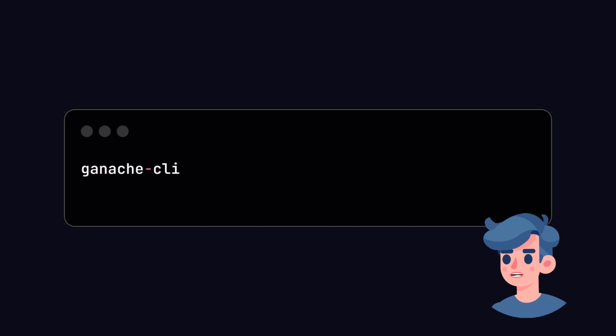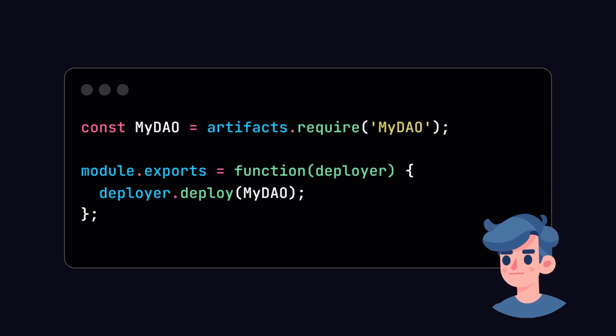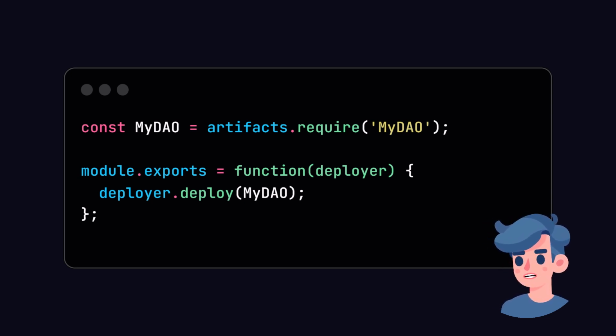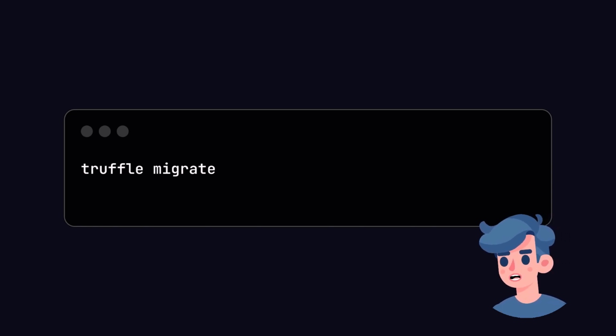Let's initiate Ganache. You can do this by running the command below, which will give you a local blockchain to work with. Now, let's create a migration script to handle the deployment of our smart contract. In the migrations directory, create a new file called to_deploy_mydao.js. This script imports our DAO contract and tells Truffle to deploy it.